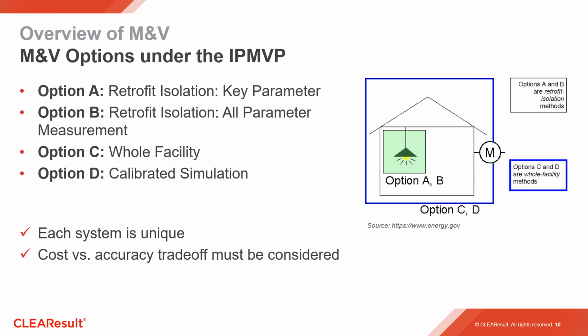Option C, whole facility, involves the use of existing utility meters or whole facility meters to evaluate the energy consumption before the implementation of the ECM and after the implementation of the ECM. As utility bills are based on utility meter measurements, billing values can typically be used to analyze the baseline energy and the reporting period energy. Option C is best when there are multiple ECMs at a facility where it could be very challenging to isolate the ECMs.